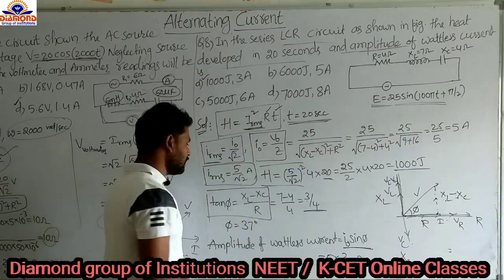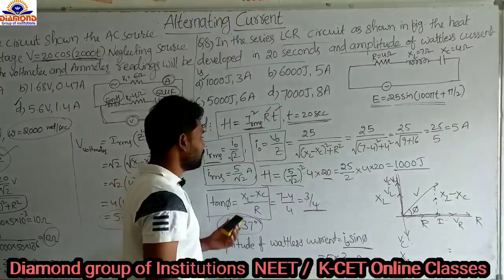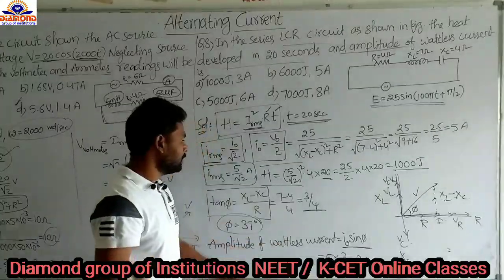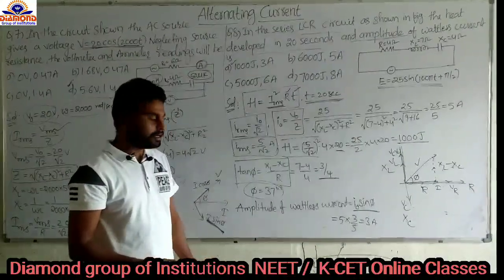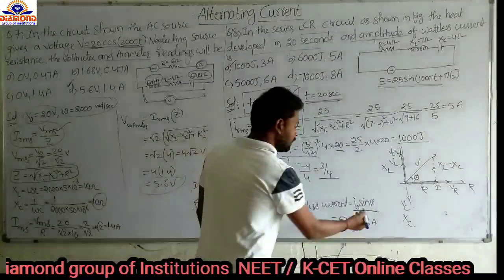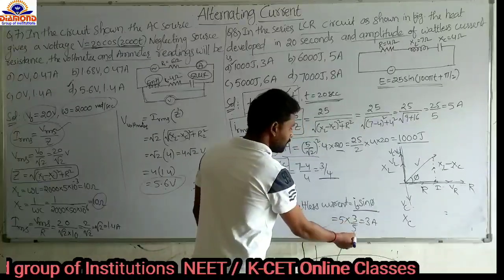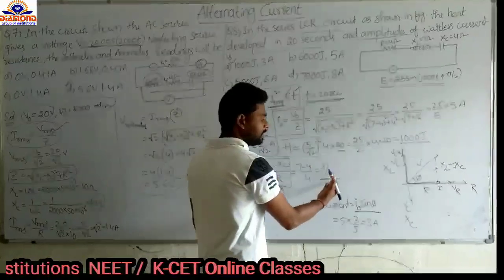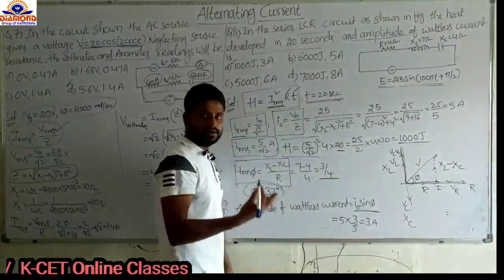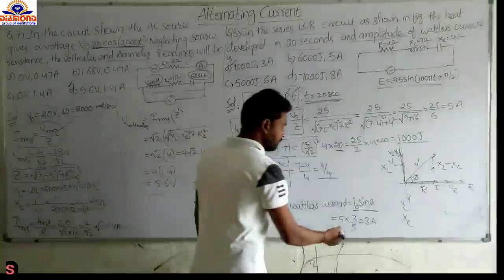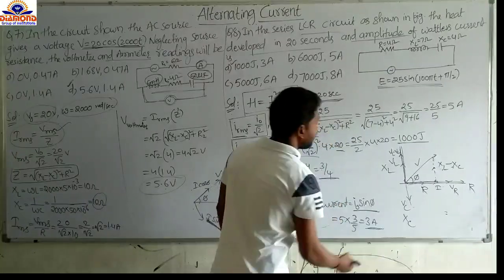Sometimes they may ask for the angle. That angle is tan inverse of 3 by 4, which means the angle is 37 degrees. So sin 37 is nothing but 3 by 5. Otherwise, if you know tan phi is 3 by 4, from the right angle triangle we can find the sin phi value also, that is 3 by 5. The 5 cancels, and we will get 3 amperes.